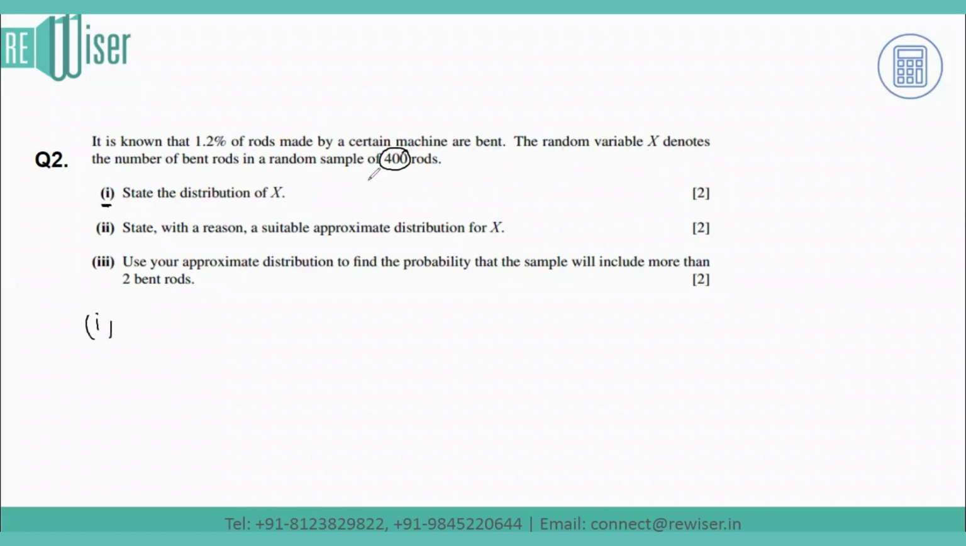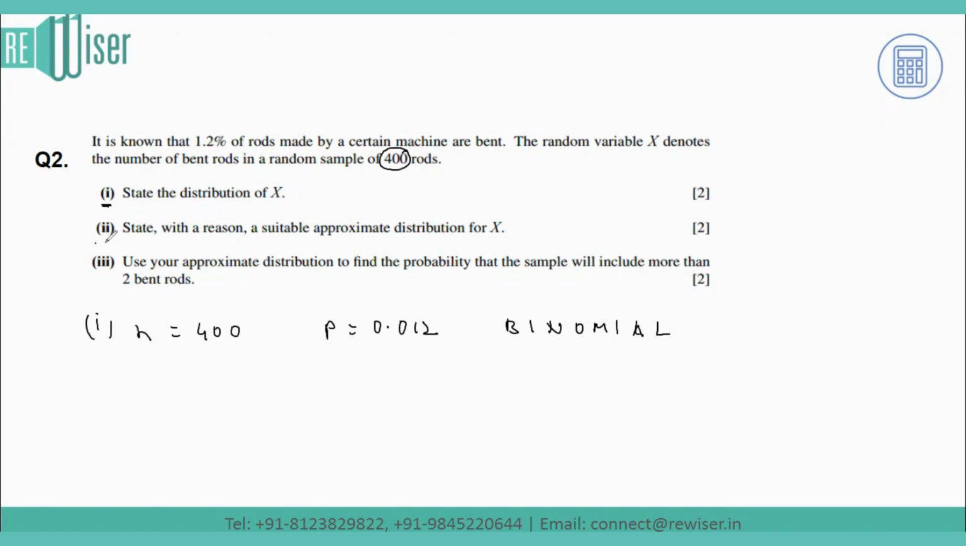Now, since the events are independent and this is the probability value which is given that the rods are bent, we know that the value of n is given as 400 and the probability is not changing with the events, as they are independent. So the probability value is 0.012. So the distribution has to be binomial in this case.